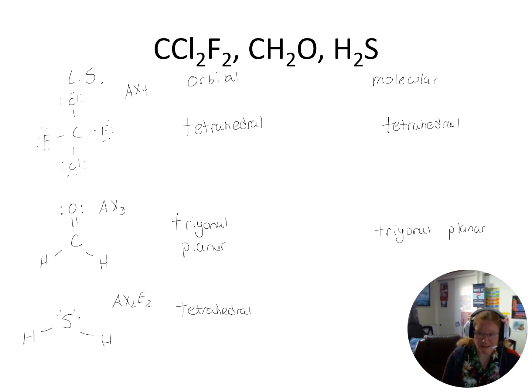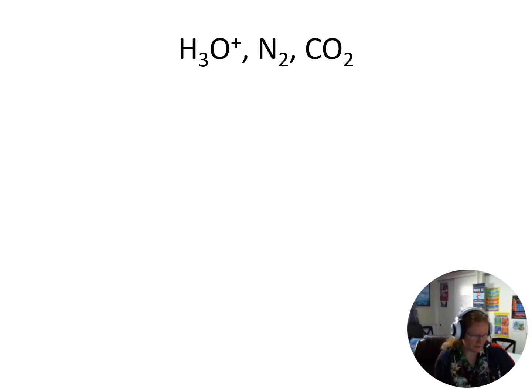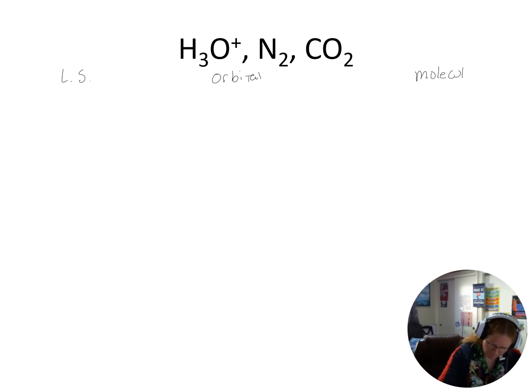Which means that our molecular geometry, though, this time is different because I have lone pairs. So when I have 2 bonding and 2 non-bonding, now I have bent for my molecular geometry. Okay? All right, so here's a few more. Do the Lewis structure, the orbital, the molecular. Okay, so I want you to try these before I give you the answers. All right, let's see how you did.